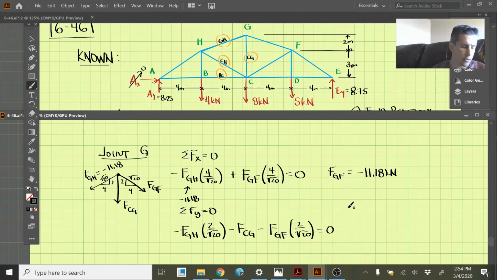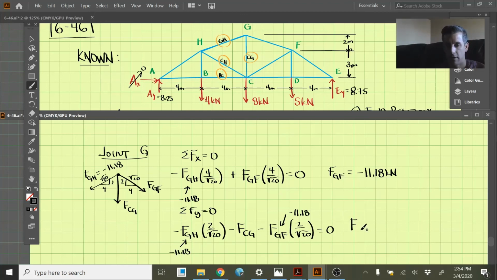And solving that equation, all right, we put in both for these negative 11.18, and this one's also negative 11.18. And solving, we have FCG is equal to 10.0 kilonewtons, and that's a positive number, so that is in tension. And there we have all 4 of the forces we were looking for.